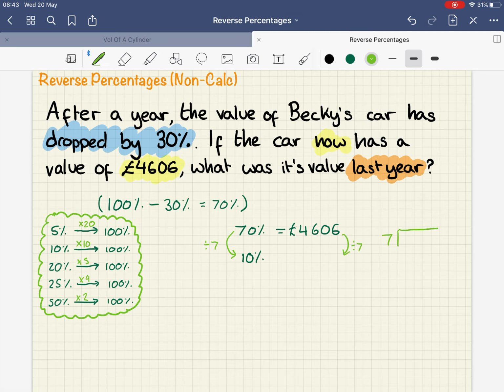So I'm going to set up a division. 7 goes into 4, 0 times, remainder 4. 7 goes into 46, 6 times, remainder 4. 7 goes into 40, 5 times, remainder 5. And then 7 goes into 56, 8 times. So I'm dealing with 658. And now I can quite happily get up to 100% by multiplying by 10. So my final answer is going to be £6,580.